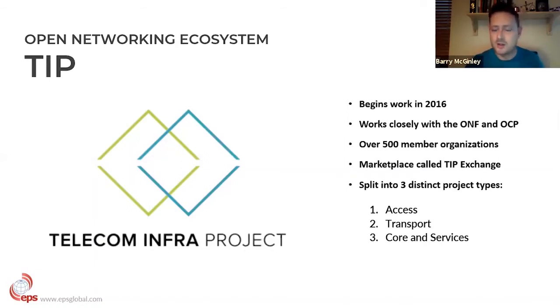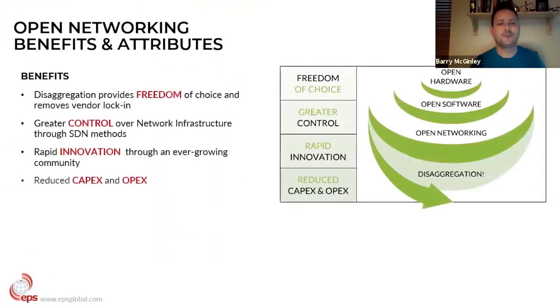On the project side, it's split into three distinct categories. We have access, that's our RAN access. I'd say everyone has heard of Open RAN at this stage, that's a project within that. Then we have transport or backhaul, which is from the RAN back to the data center. And then we have core and services, where there are a few projects on slicing and segmentation and things like that.